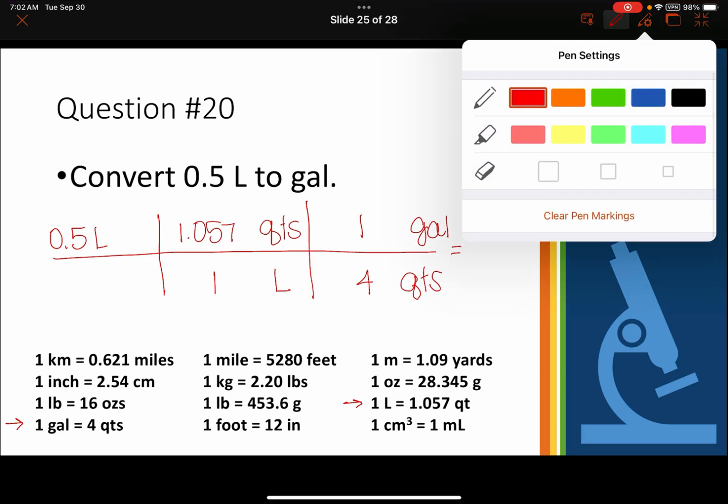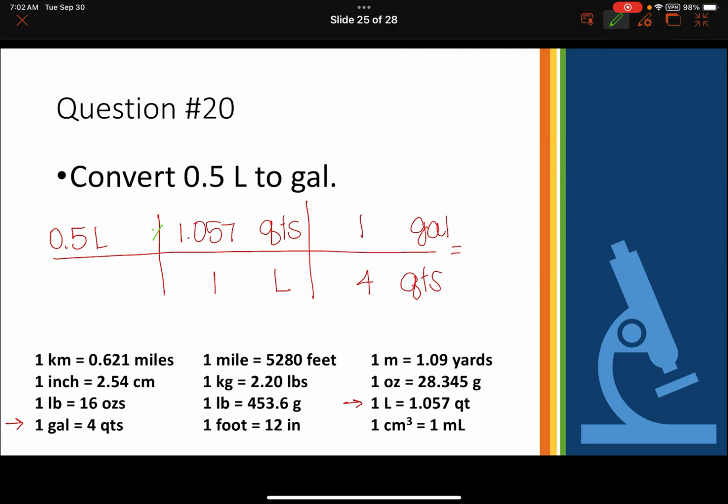When we go to complete this, you're going to multiply the top. So 0.5 times 1.057 times 1, which is 0.5285. And then we're going to divide by 1 times 4 on the bottom, which is 4. When I divide 0.5285 by 4, I end up with 0.13 gallons.